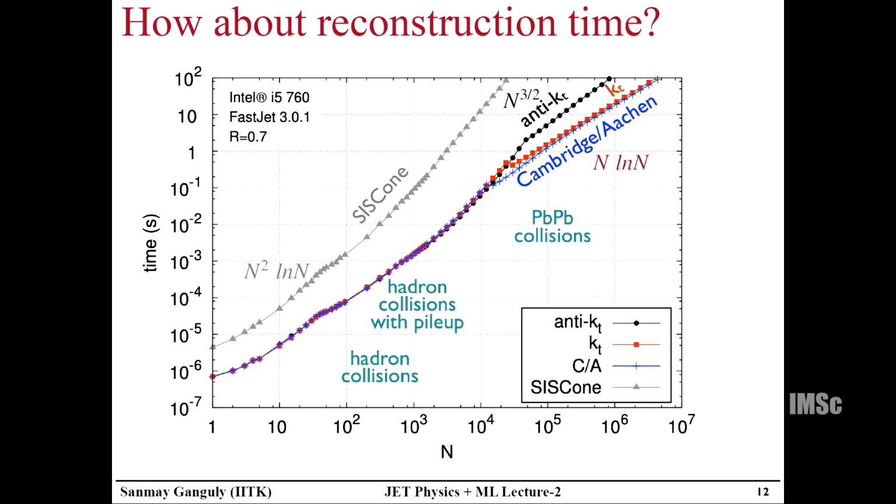You can see that Cambridge-Aachen and KT are, for large n, a bit more efficient compared to anti-KT. This one is n log n versus n to the power 3/2, but for order of 100 or 1000 particles, they are sort of similar. I will put all the citations properly when I upload these slides in the Indico. Right now I just built the slides and am taking you through them, but the physics message should be clear.